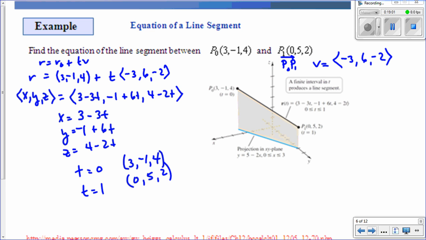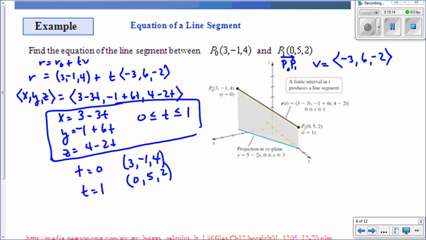So designating just the line segment, you would have these parametric equations, and you would specify that t went from 0 to 1. If t was 1/2, that would actually be the point halfway between this point and this point. If t was 1/4, it would actually be the point that was 1/4 of the way from P₀ to P₁, and so on. So every fraction between 0 and 1 gives us a new point on this line segment.